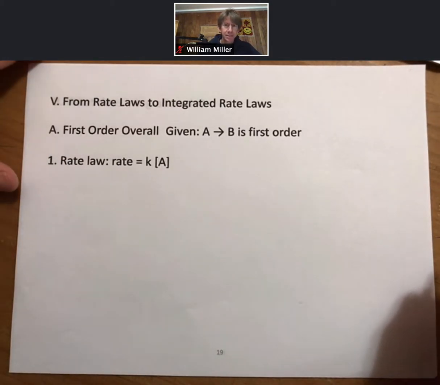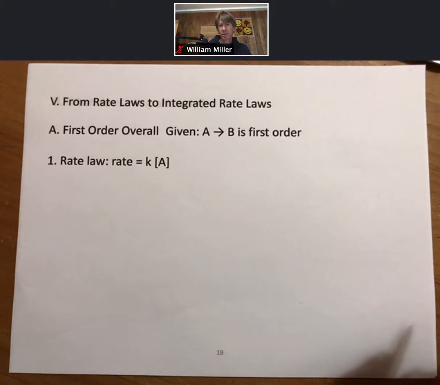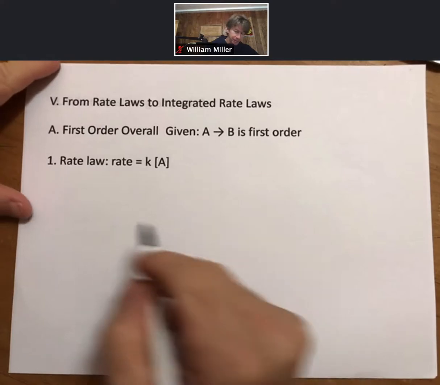Now let's discuss going from rate laws to integrated rate laws. The reason we're going to be interested in integrated rate laws is because integrated rate laws will allow us to determine the concentration of our reactant at any time that we want. And that's a useful thing to know.